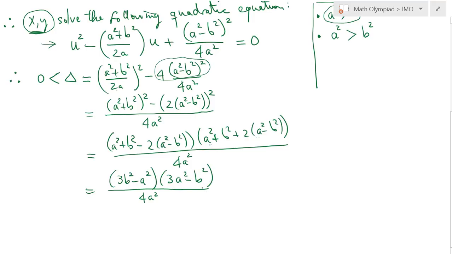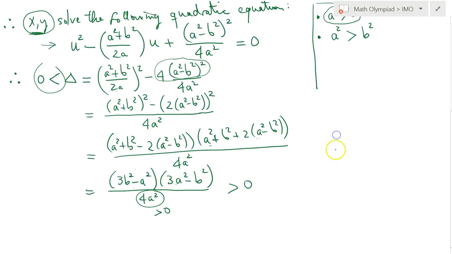Okay, so we want this expression, remember, being greater than 0. Obviously the denominator is strictly greater than 0. Let's investigate the two terms on the numerator. Do I know anything about those? Of course I do. Look at that.